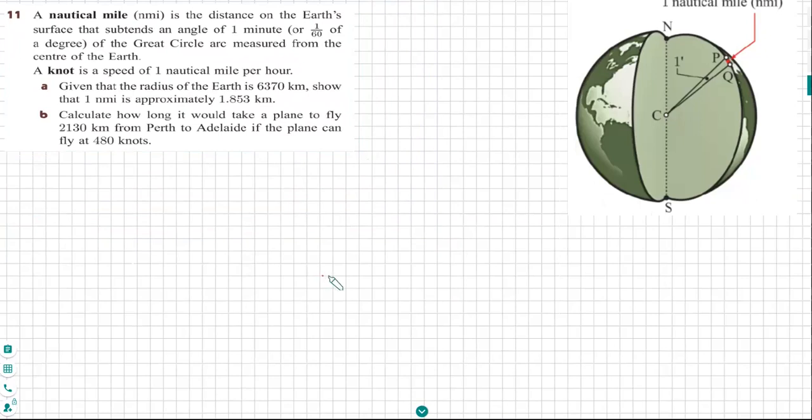It says a nautical mile is the distance on the Earth's surface that subtends an angle of 1 minute. 1 minute is actually 1/60th part of 1 degree, of a great circle that is measured from the center of the Earth. A knot is a speed of 1 nautical mile per hour. So knot is a speed. Got it?